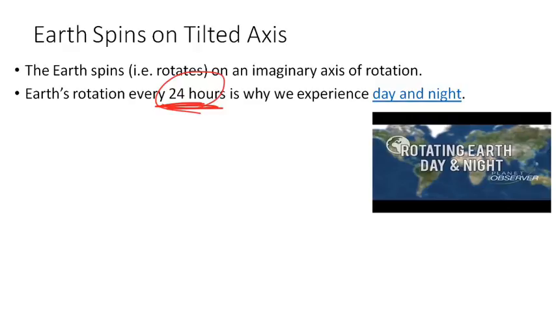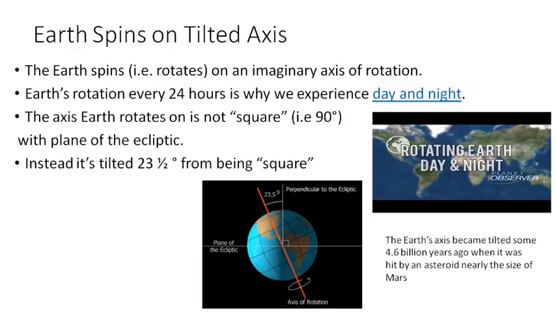But as the Earth spins on its axis, when it spins towards the Sun, we have daytime, and when it spins away from the Sun, we have nighttime. So I bet you're probably pretty good with that.